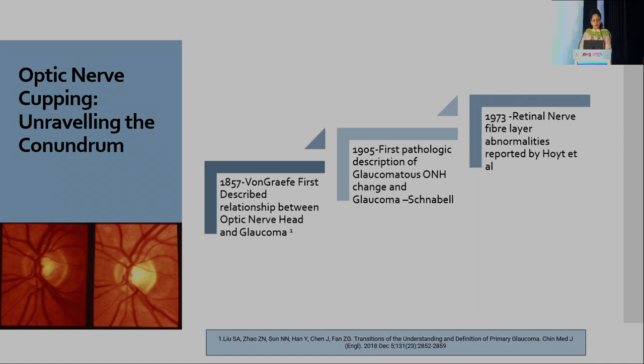Let's have a look over the history of ONH and its association in the field of glaucoma. That was far back in 1857 when Von Graefe first described the association of ONH with glaucoma. After that, there was progression till 1973 when the retinal nerve fibre association was established by Hoyt et al. And after that, as we all know, there was no looking back.